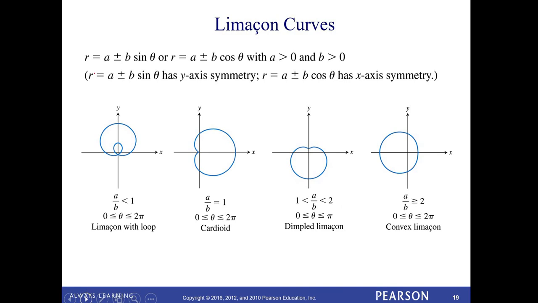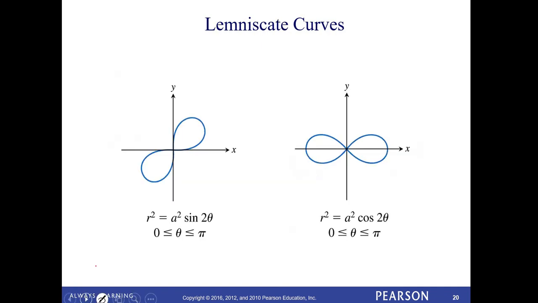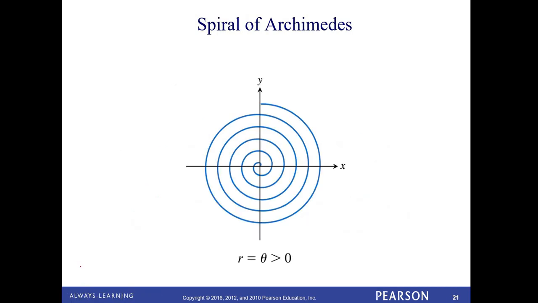And then we have the limaçons, and these are a plus or minus b sine theta or a plus or minus b cos theta. We've done a couple of those. We did a cardioid. There's also one called a loop, a dimple, and a convex where it just flattens a little bit here on the side. And lemniscate curves come from a function that looks like this. And then the spiral of Archimedes, and that's just crazy.